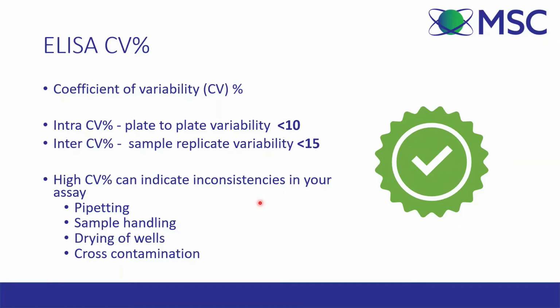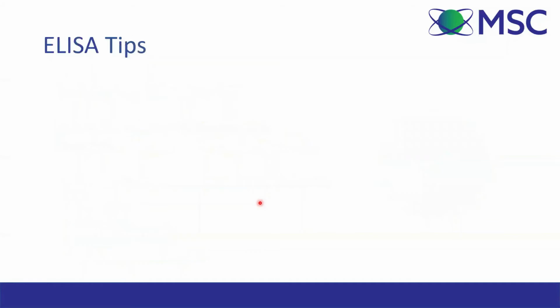The reason why we recommend always calculating your CV percentage is because it can indicate any inconsistencies within your assay. This can be through pipetting, it can be through sample handling. You might have allowed the wells to dry out, so your protein or your antibody has been compromised, and it can also demonstrate whether you've got cross-contamination. It's something that not a lot of people do, but it is something we recommend doing on a consistent basis because it can show you if there's an error creeping into your ELISAs.